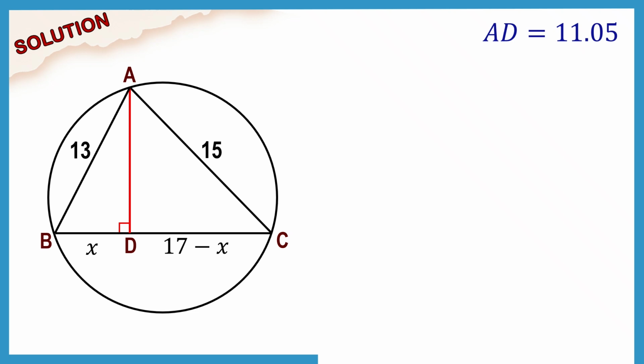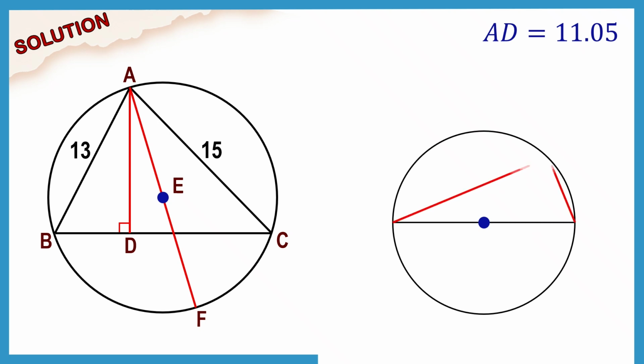Point E is the center of the circle. The line AF passes through the center. That means AF is the diameter. And this completely changed the problem. According to Thales' theorem, any angle subtended by a diameter is a right angle. Therefore, angle ACF equals 90 degrees.